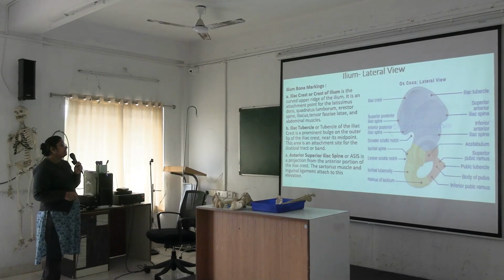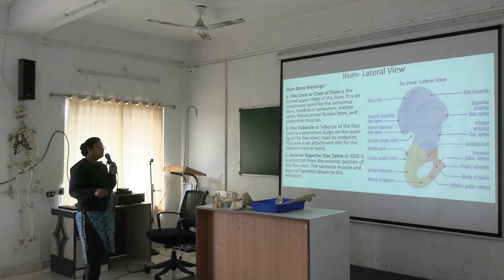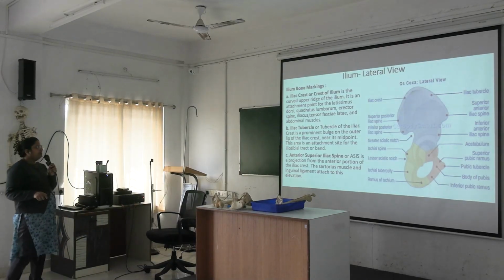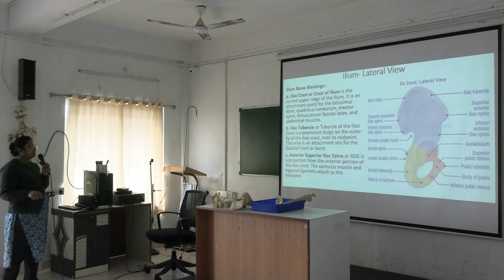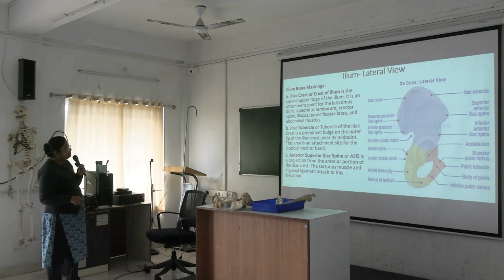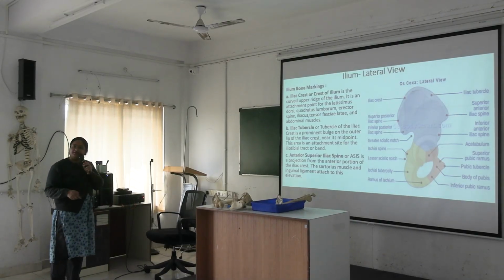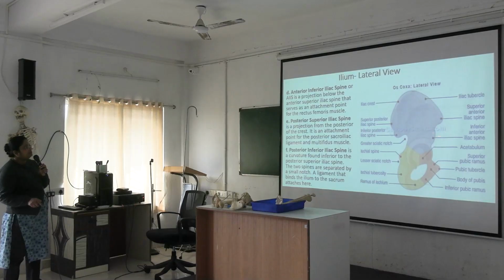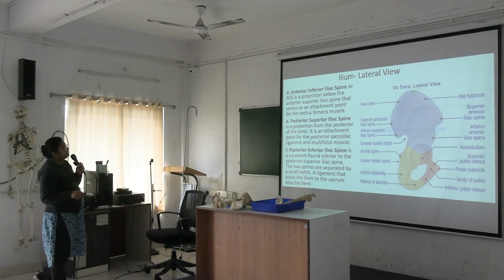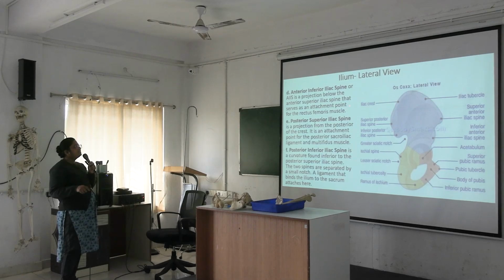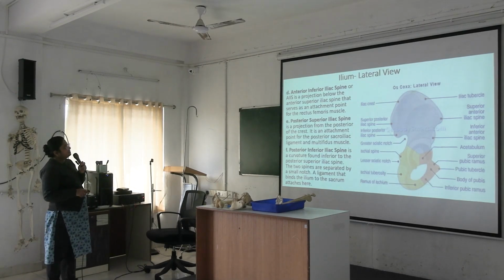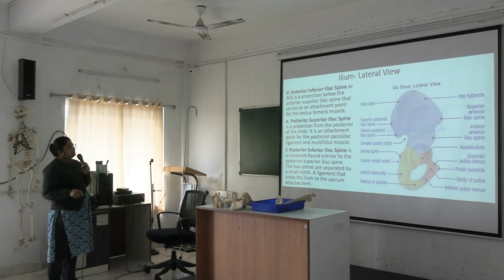Okay. Next is the anterior superior iliac spine. This is the anterior superior iliac spine, a projection from the anterior portion of the iliac crest, and the sartorius muscle and inguinal ligament are attached to this elevation. Next is the anterior inferior iliac spine. Here is the anterior inferior iliac spine. It is a projection below the anterior superior iliac spine and serves as an attachment point for the rectus femoris muscle, the straight head.